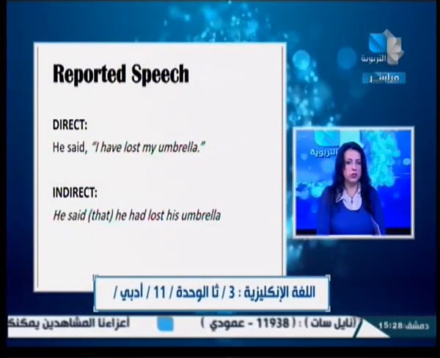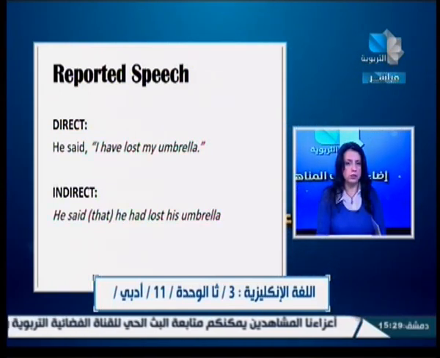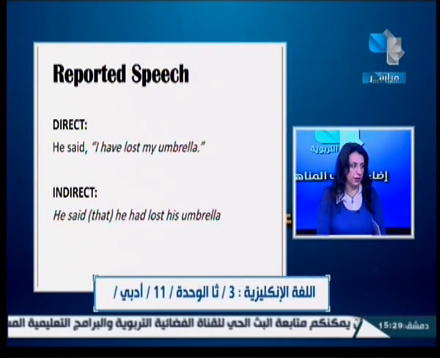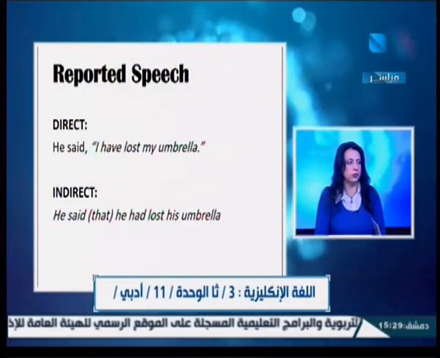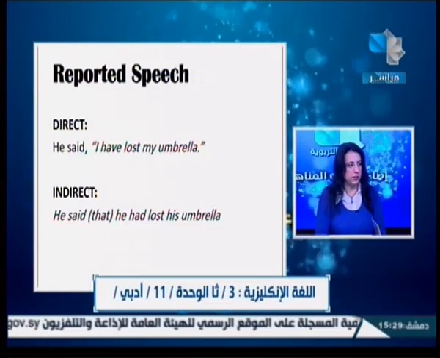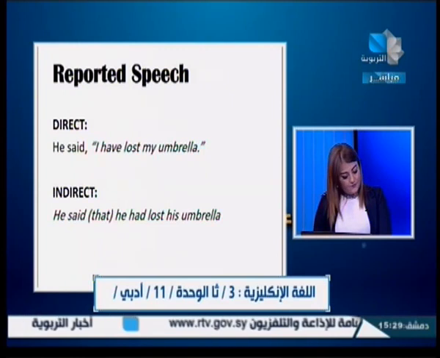We need to pay attention to two things. First of all, we have to use the past form of the verb. So if it's present simple, it has to move to past simple; present continuous, past continuous; present perfect, past perfect, and so on. We go one step back in the tense.